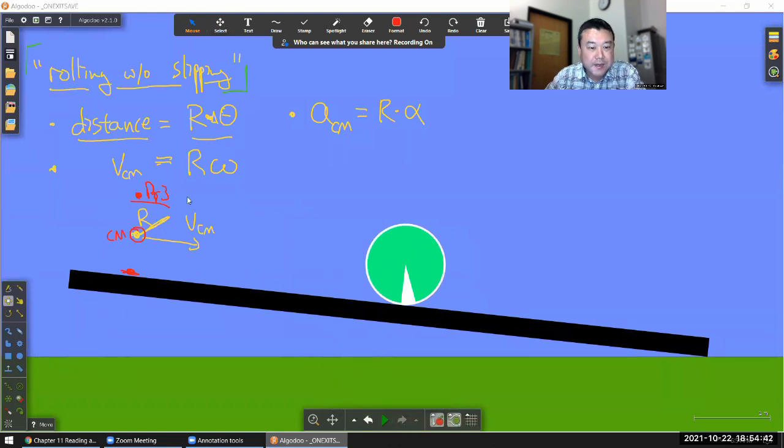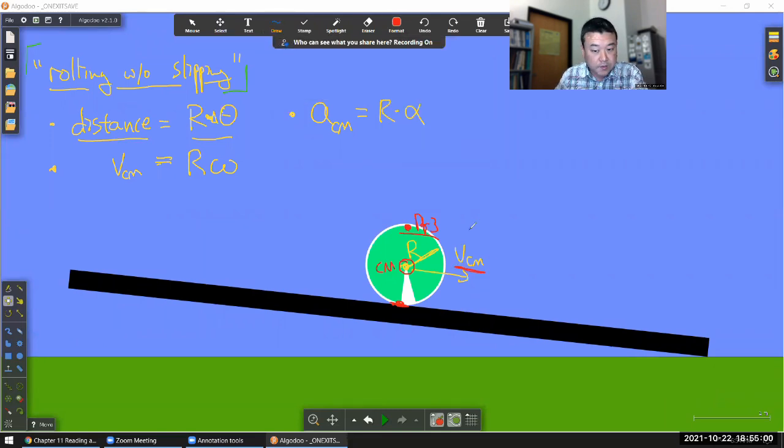So let me move these labels over. At this point now, the disk has a speed. It is rolling with some speed, and that speed that we would normally identify is the speed of the center of mass. So how fast this point is moving, it has some speed. What I want you to think about and consider is how the speeds here and here are different from the speed of the center of mass.